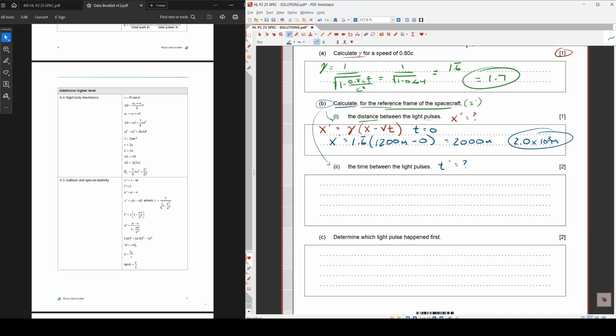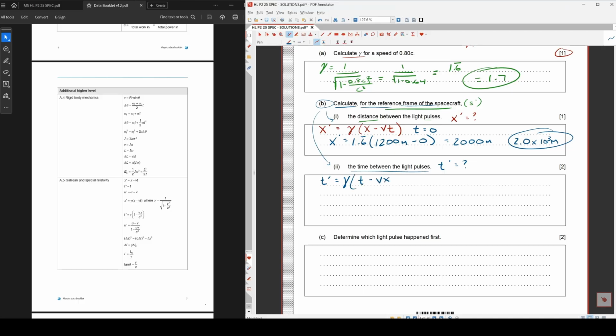Calculate, for the reference frame of the spacecraft, the time between the light pulses. I have to go back up here to remind myself that for the spacecraft it's t prime. So I'm looking for t prime. Okay, I want to use this guy. This one's 2 marks, so I probably have to figure something else out, or there's going to be a little more math at least.